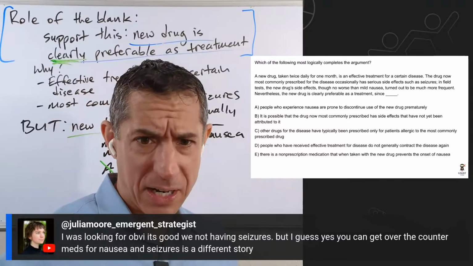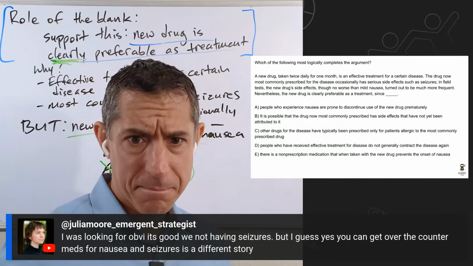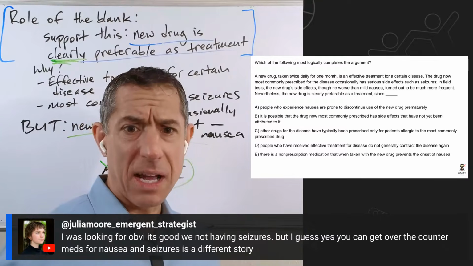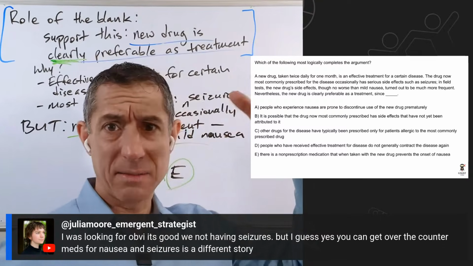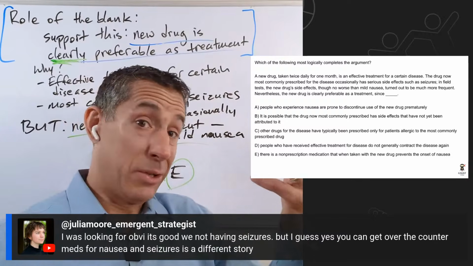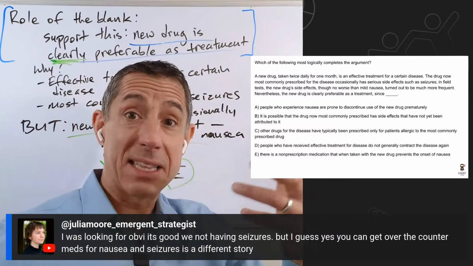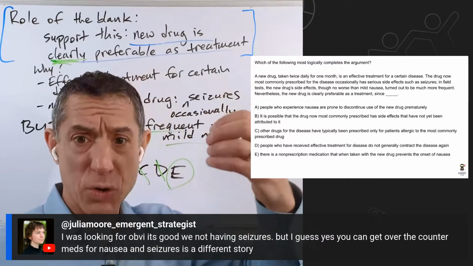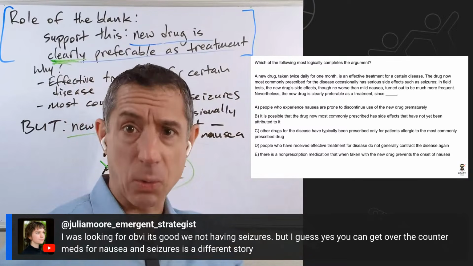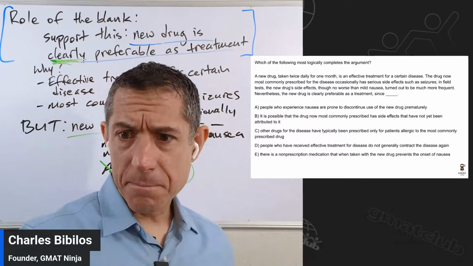And Julia, I think you're on the right track there, where it's like, yeah, seizure is bad, but if you can fix that mild side effect, the new drug doesn't have the seizures, right? Because it says that the new drug has side effects that are no worse than mild nausea. Seizures are clearly worse than mild nausea.